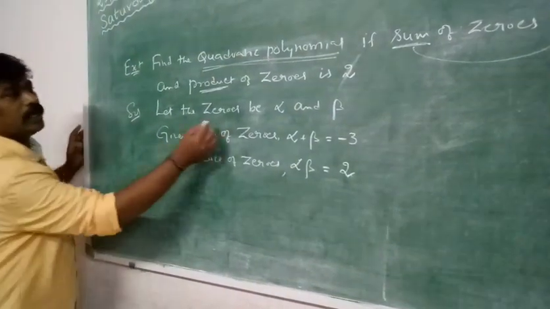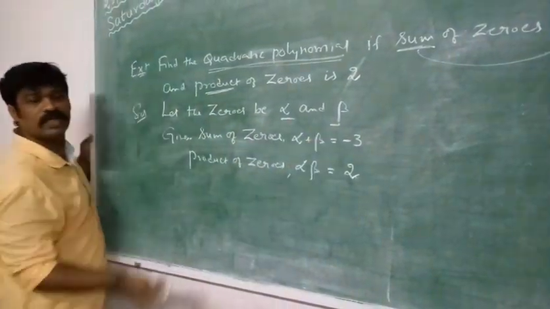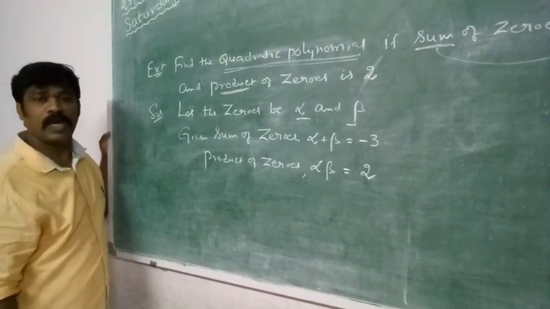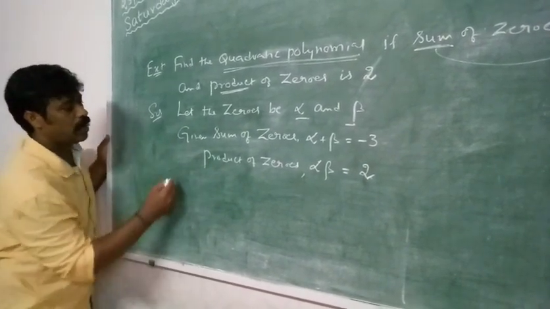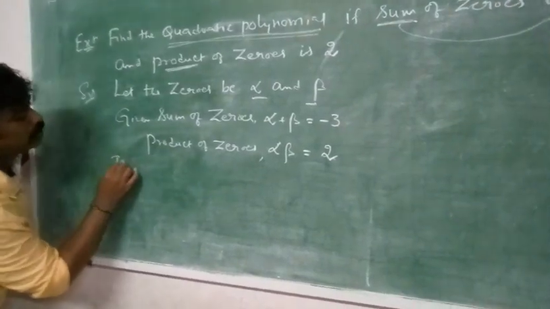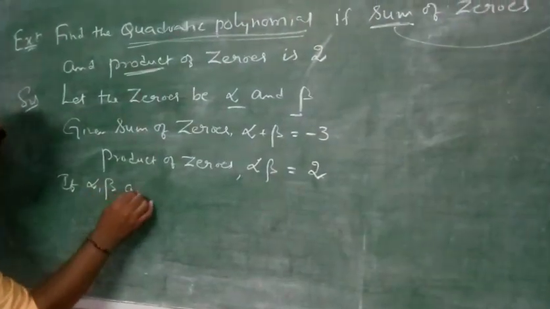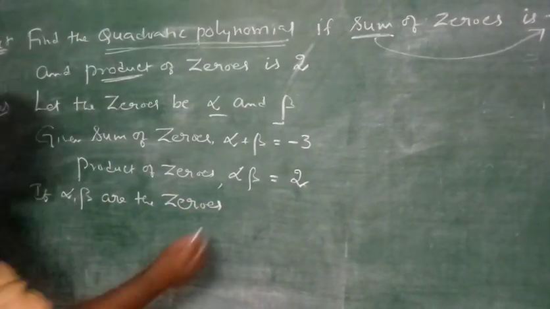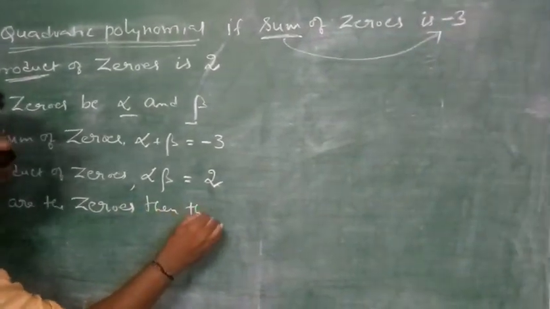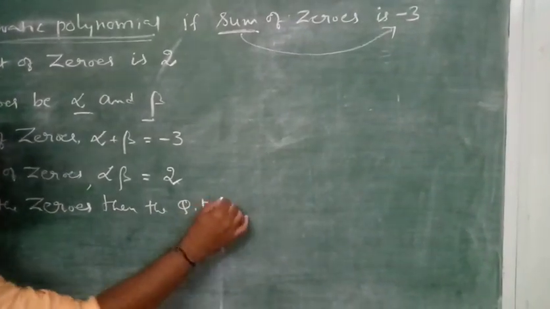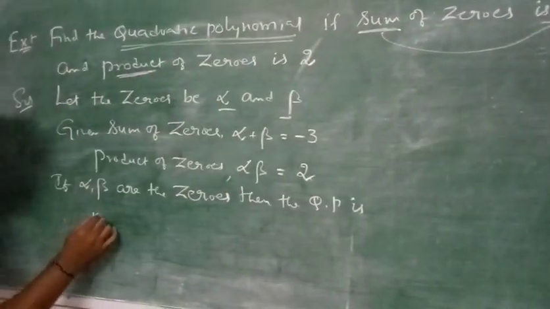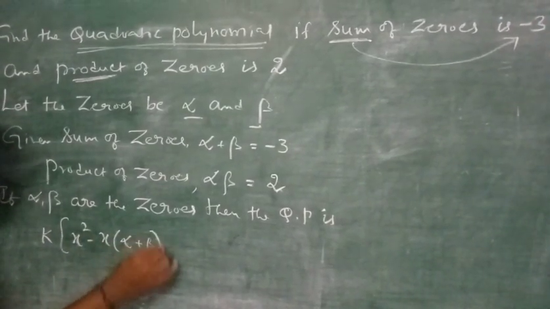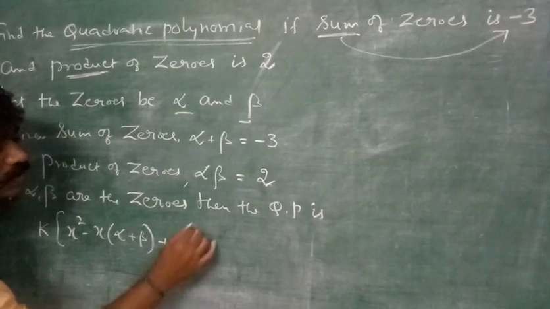And we know that if alpha and beta are the zeros, then the quadratic polynomial is k into x square minus x into alpha plus beta plus alpha beta. So if alpha, beta are the zeros, then the quadratic polynomial is k into x square minus x into alpha plus beta plus alpha beta.